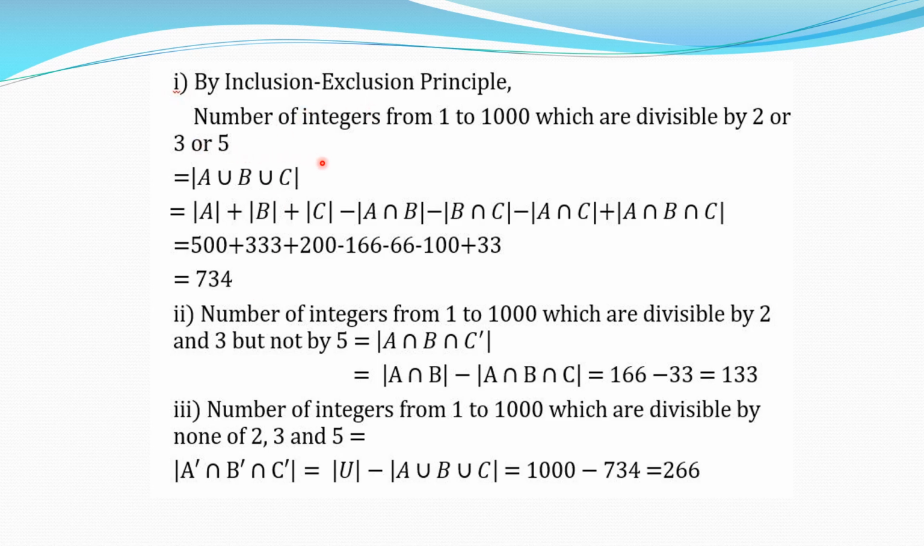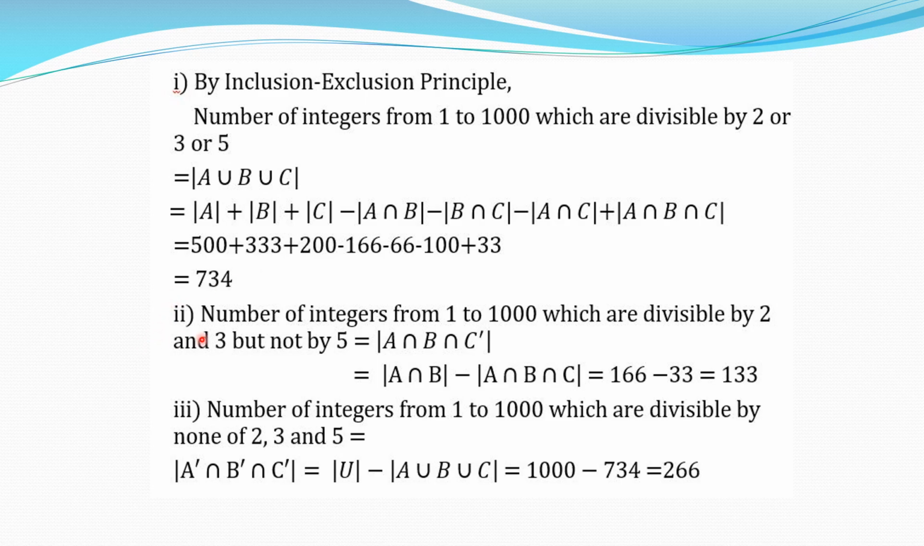Now we can apply the inclusion exclusion principle. The number of integers from 1 to 1000 which are divisible by 2 or 3 or 5 is equal to the cardinality of A union B union C, which is the cardinality of A plus the cardinality of B plus the cardinality of C minus the cardinality of A intersection B minus the cardinality of B intersection C minus the cardinality of A intersection C plus the cardinality of A intersection B intersection C. So by substituting the values, we get 734.